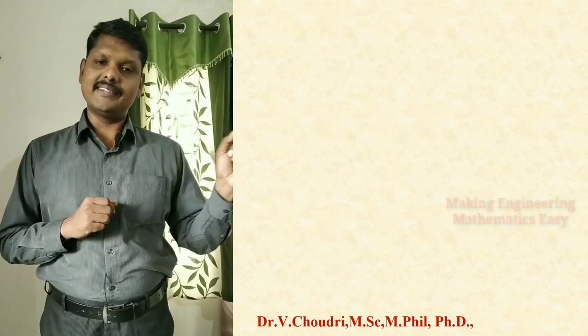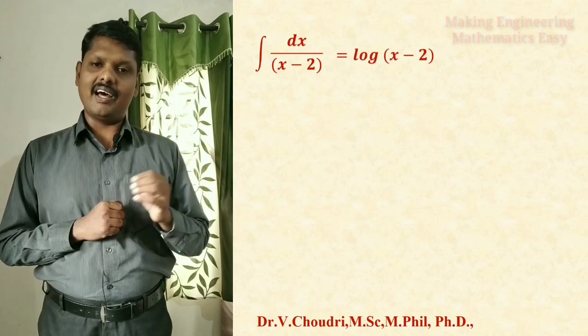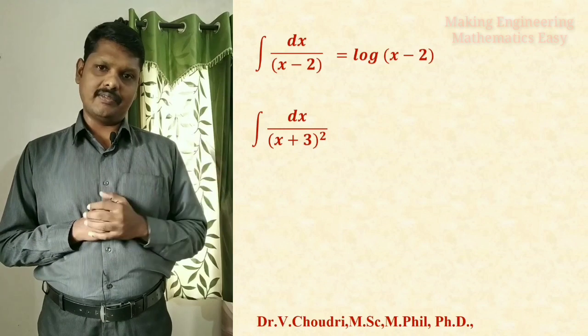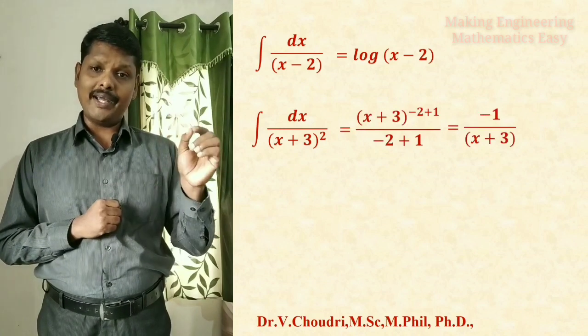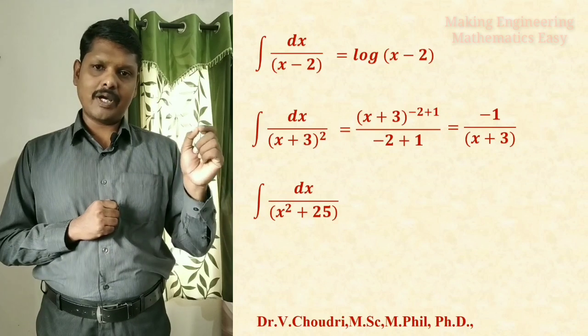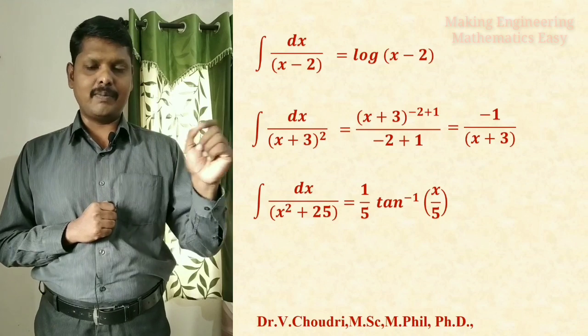Let us start from the basic example. Integral dx by x minus 2. You know the result: log of x minus 2. Integral dx by (x plus 3) whole square. You know the result: minus 1 by x plus 3. Third is integral dx by x square plus 25. As per the result, 1 by 5 tan inverse of x by 5.